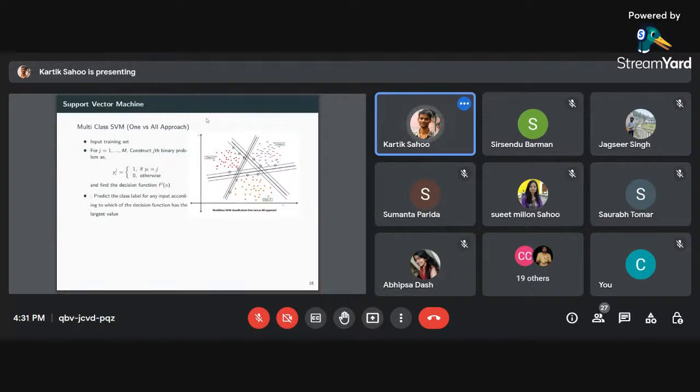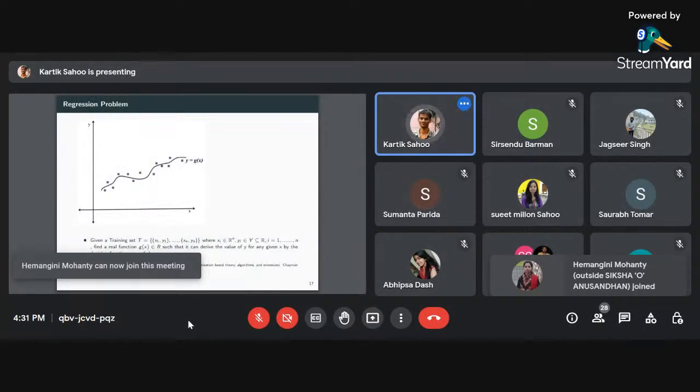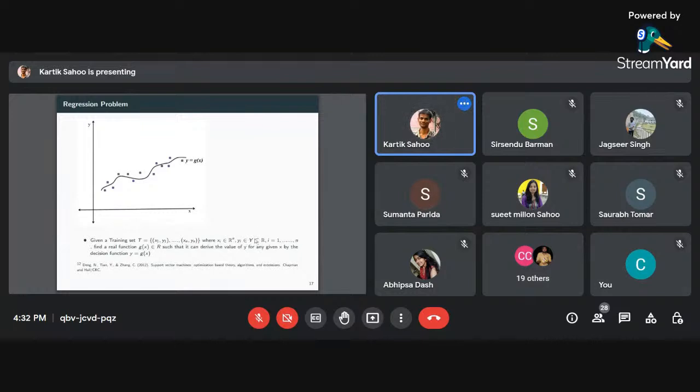Okay, so basically multi-class SVM converts the multi-classes to binary classes, then does the classification task. Similarly, for the regression problem, instead of classes, we have no restriction on y; we have a real number which represents the desired response.